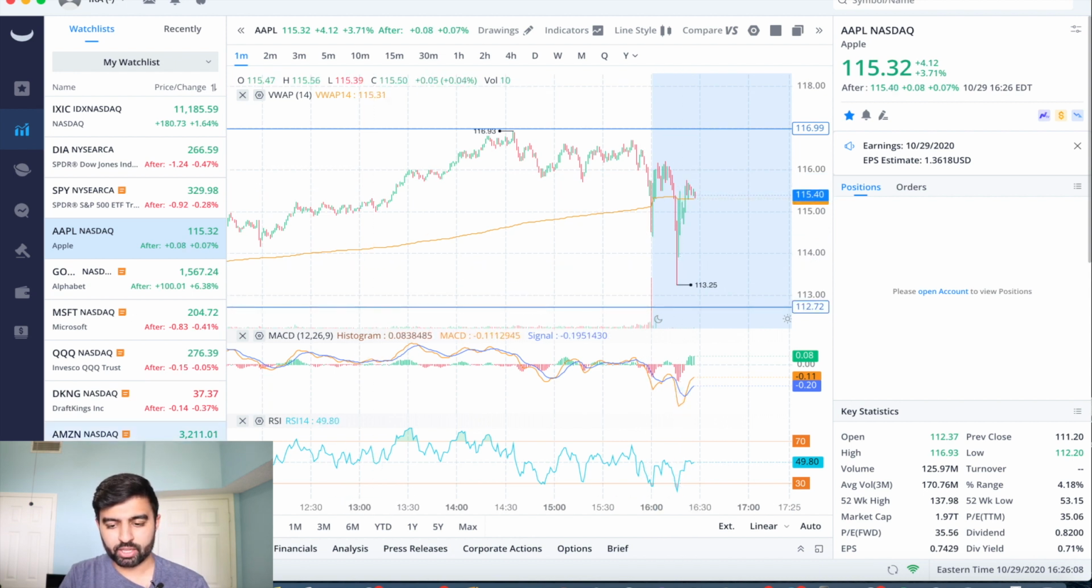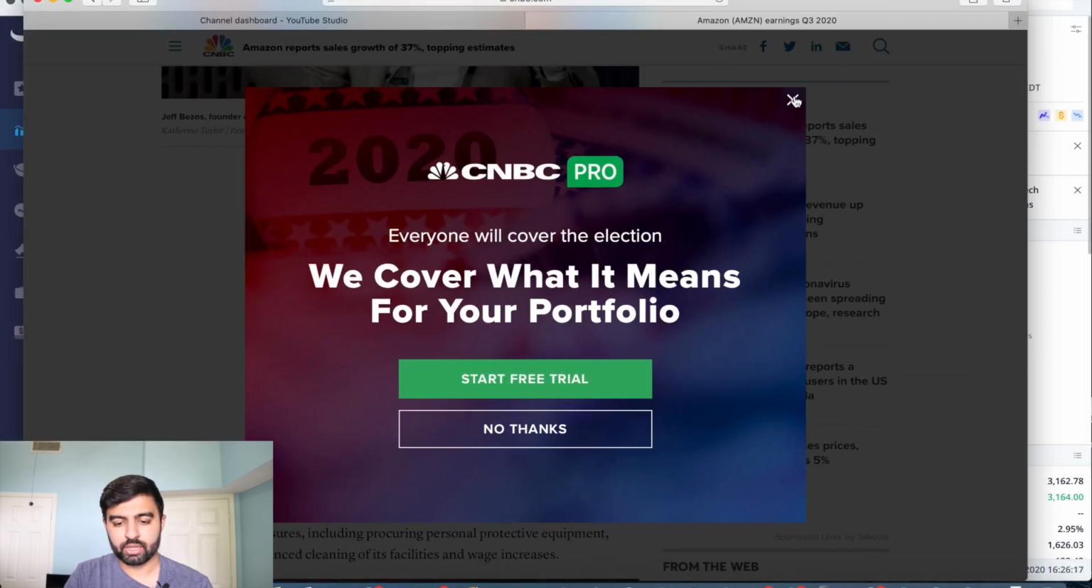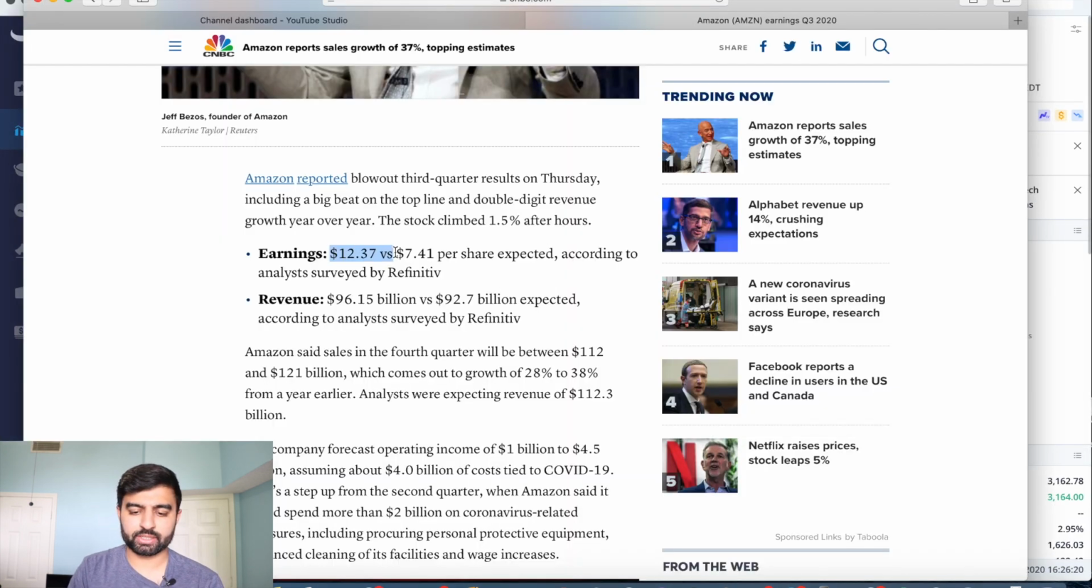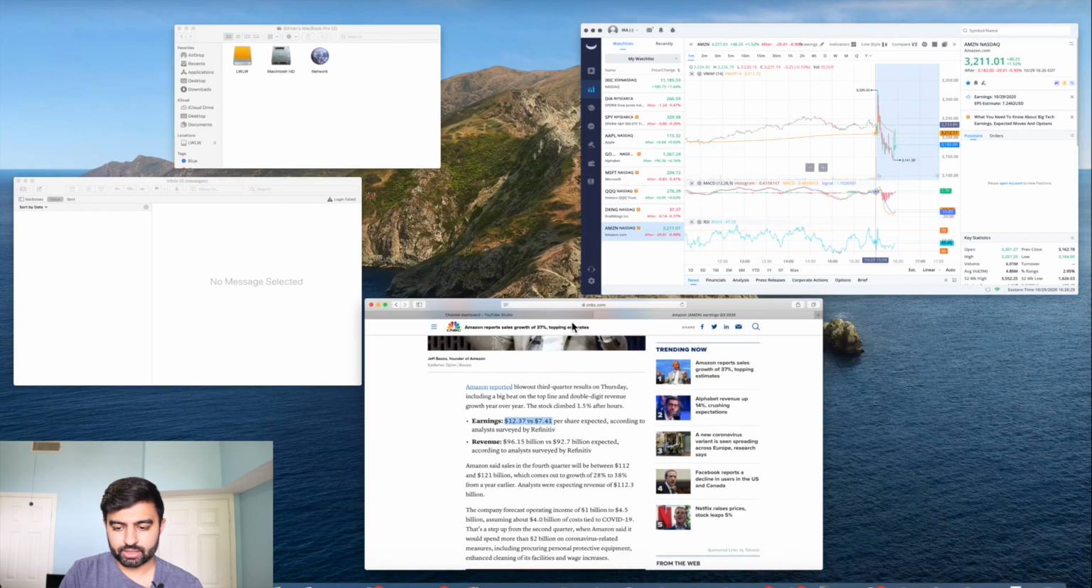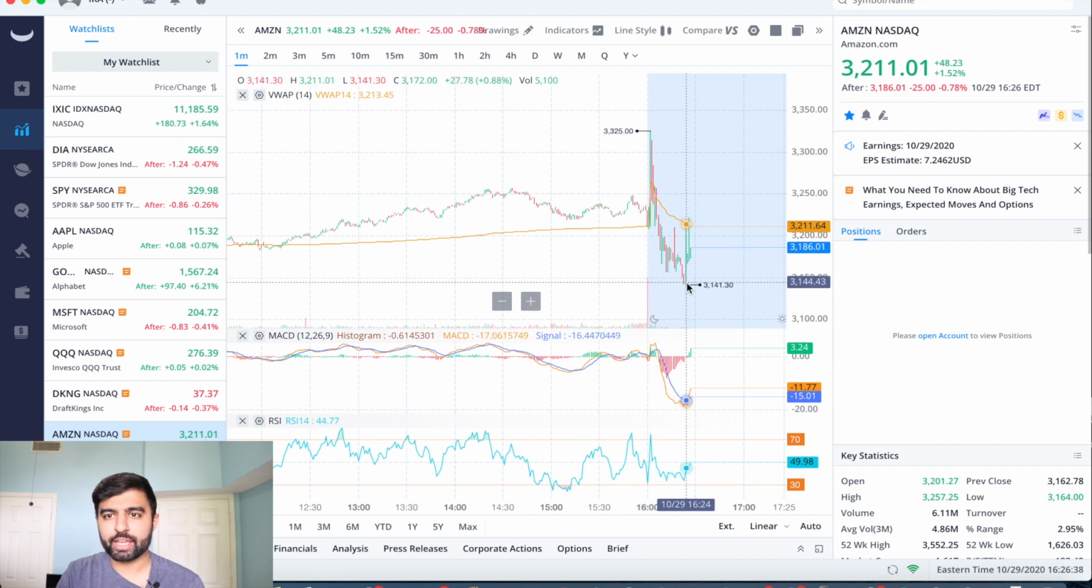Another thing I want to point out is take a look at Amazon. Amazon closed today in the 3200s. And let's take a look at Amazon real quick. We'll take a look at Apple's earnings tomorrow, but their earnings were expected to be 7.41. They were actually 12.37 for Amazon, and revenue is 96 billion versus 92 expected. Taking a look at the stock, good news, it jumped up from the 3200s to the 3325, then all the way down to 3141, again in like 25 minutes of trading. So it went up almost $100, then it went down almost $200, like $180. And now it's beginning to maybe stabilize and only down $25 after hours.